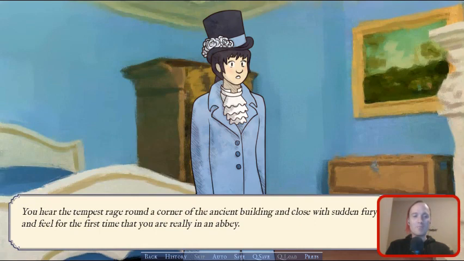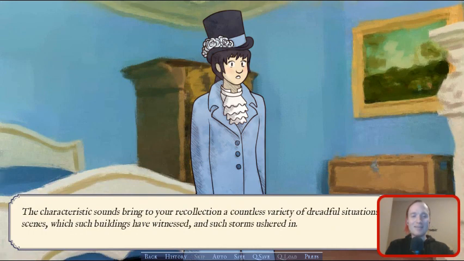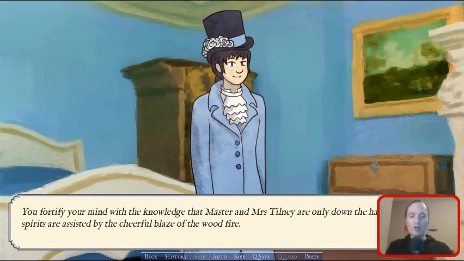You hear the tempest rage around a corner of the ancient building and close with sudden fury at a distant door, and feel for the first time that you're really in an abbey. The characteristic sound brings to your recollection a countless variety of dreadful situations and horrid scenes which such buildings have witnessed and such storms ushered in. You fortify your mind with the knowledge that Mr. and Mrs. Tilney are only down the hall, and your spirits are assisted by the cheerful blaze of the wood fire.